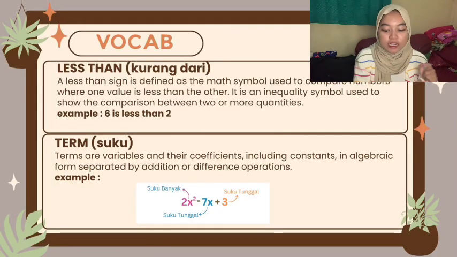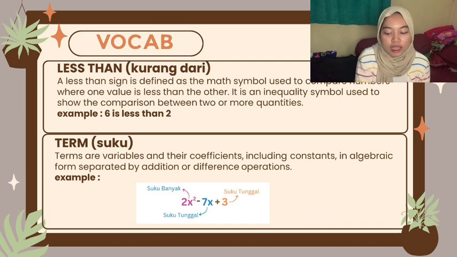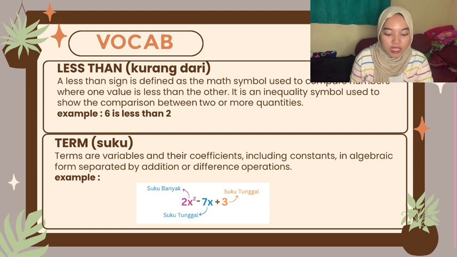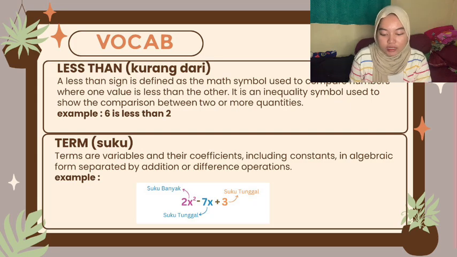Less than in Indonesian is kurang dari. A less than sign is defined as the math symbol used to compare numbers where one value is less than the other. It is an inequality symbol used to show the comparison between two or more quantities. Example: 6 is less than 2.